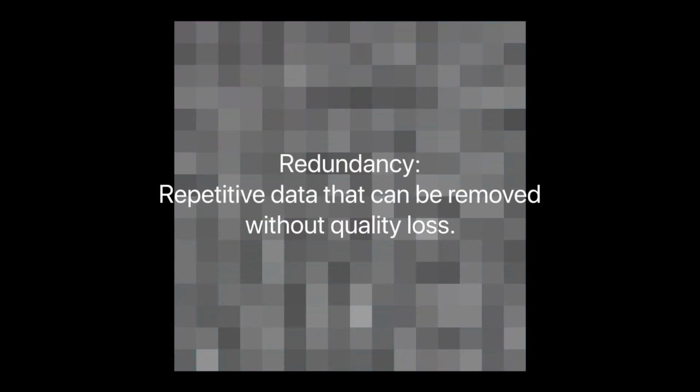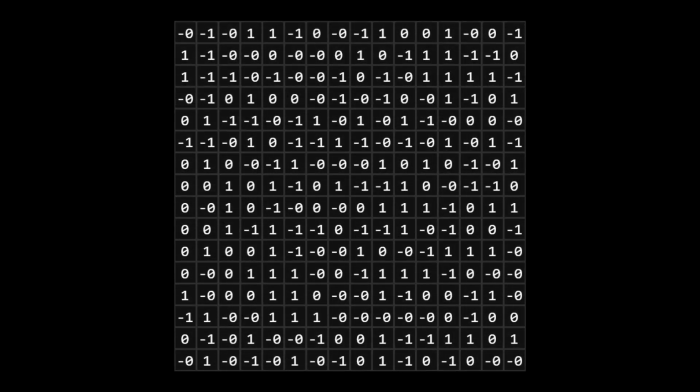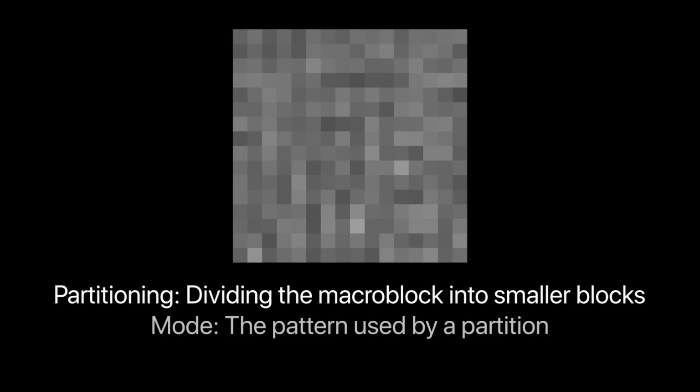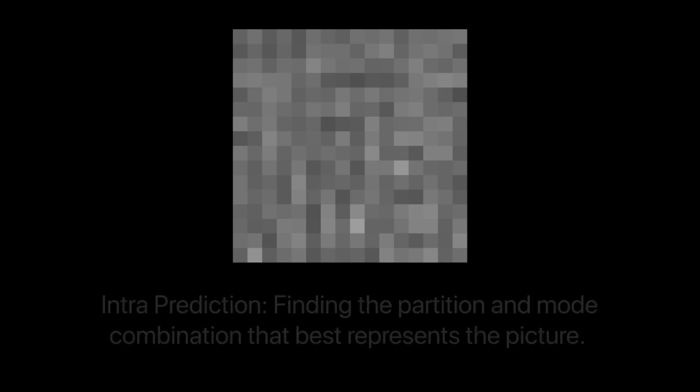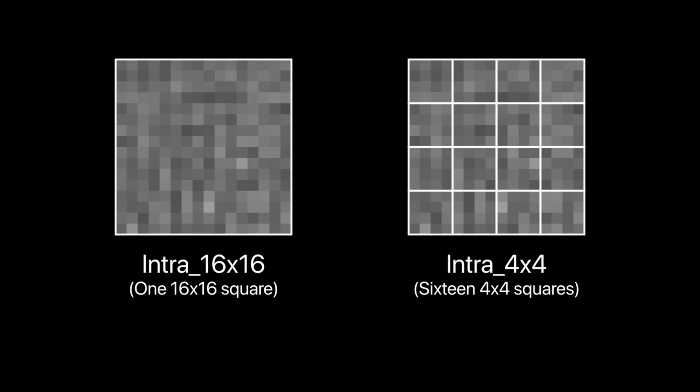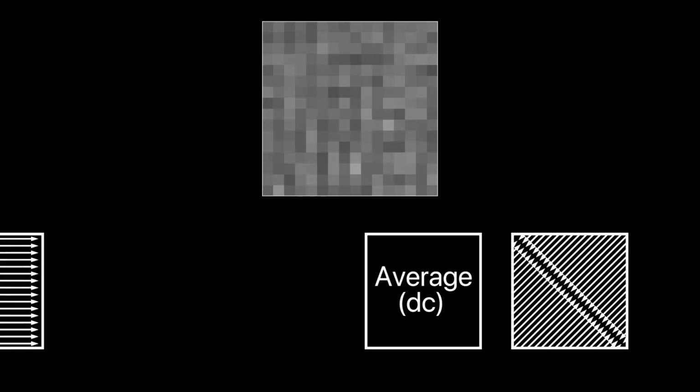Next, let's try to remove redundancy within the 16x16 Luma component of our Macroblock. Our Macroblock is comprised of simple gradients, stripes, and patterns. So, we can extract predictable patterns and store only the small deviations. The first step is to find the best partitioning level and pattern, or mode, combination in a process called Intra Prediction. The two prediction levels are 16x16 and 16 4x4 squares. Let's start with the 16x16. There are 4 modes to test.